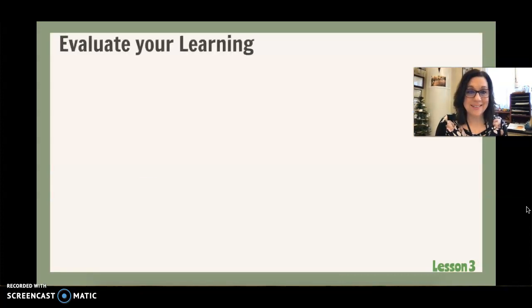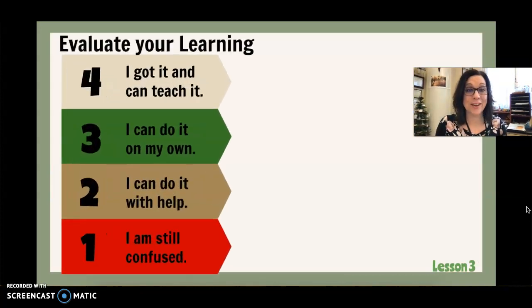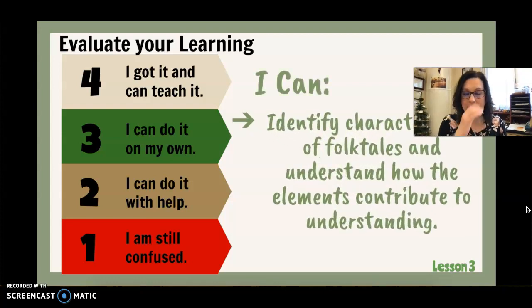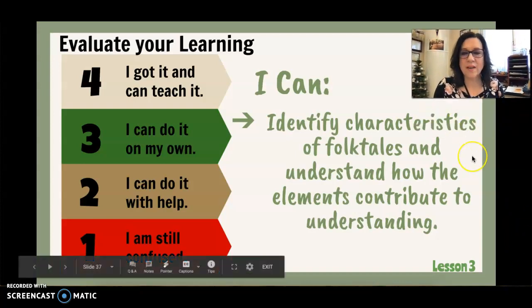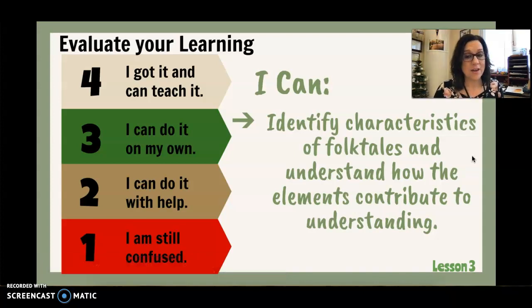All right, let's evaluate your learning. You're a 4: I got it, I can teach it. 3: I can do it on my own. 2: I can do it with help. 1: I'm still confused. What are you? Are you a 4, 3, 2, or 1 that I can identify characteristics of folktales and understand how the elements contribute to understanding? Go ahead and write that in the corner of your mentor text, and I can't wait to see you tomorrow. See ya.